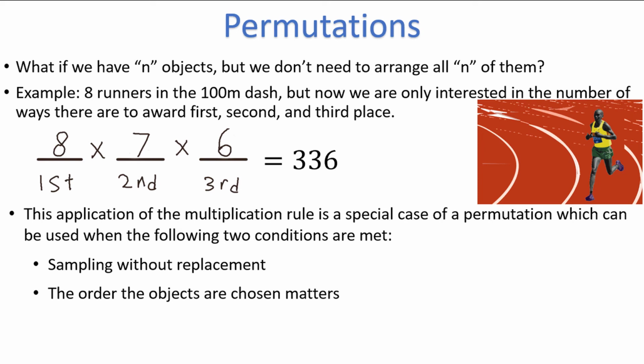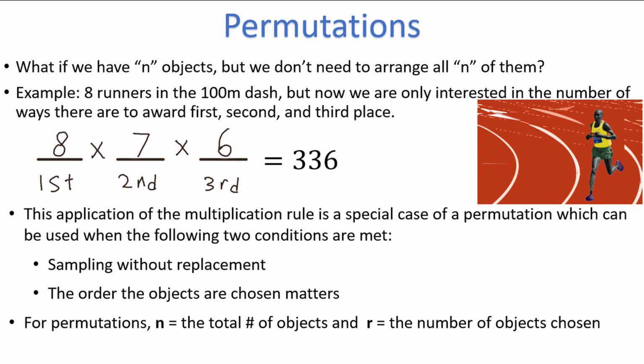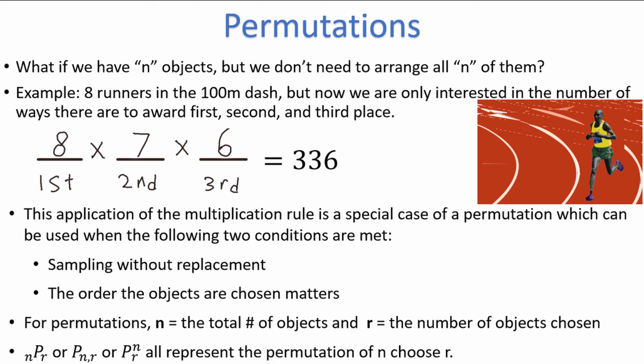The order that the objects are chosen mattering in our example means that we don't just care which 3 runners are chosen, we also care what place they came in, first, second, or third. Notationally, n represents the total number of objects and r represents the number of objects being chosen. We write the permutation of n choose r in one of these 3 ways. I will be using the first version, nPr.